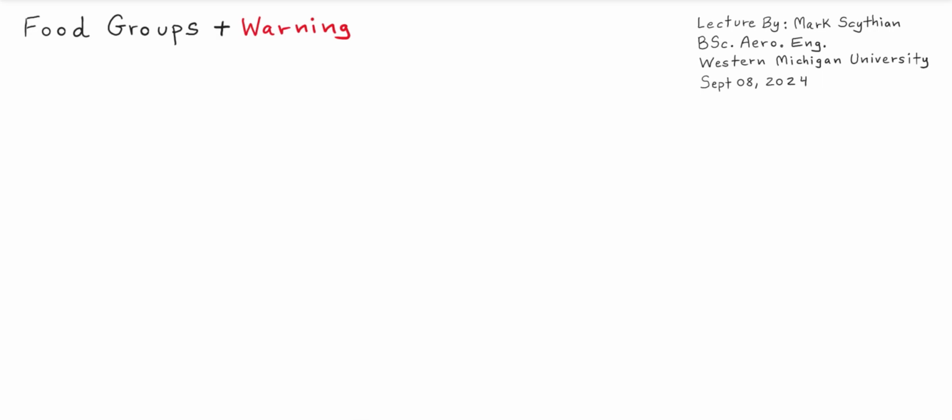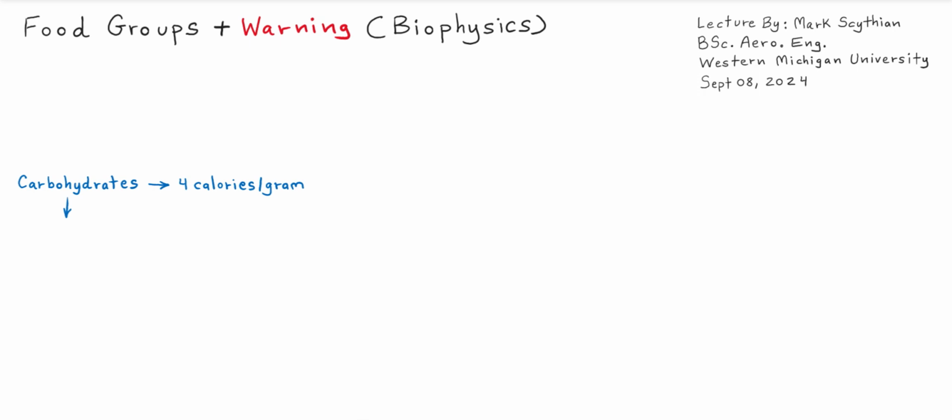The title of this lecture is Food Groups Plus Warning. So this falls under Biophysics. So we start with the first of three food groups, carbohydrates. Has an energy density of 4 calories per gram.